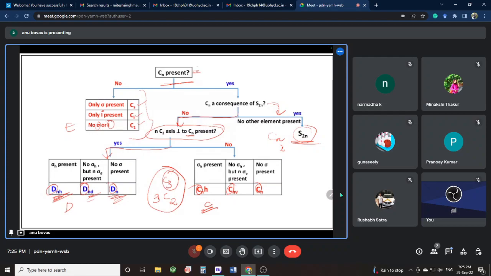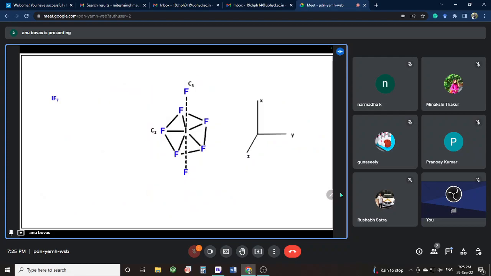Now in the case of IF7, we have pentagonal bipyramidal as the geometry. So what is the first question we should ask? Whether Cn is present or not. Can you tell?